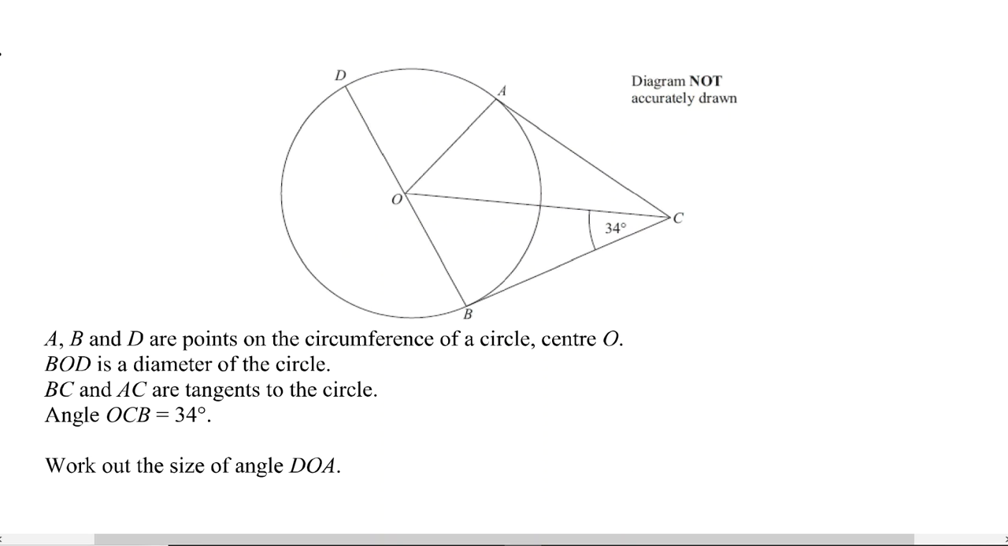Okay, this question 3 though. So we've got a diagram. O is the centre of the circle. BOD is the diameter, so that is a clue. BC and AC are tangents, and angle OCB is 34. So if that's a tangent, this is a right angle. That's also a right angle.